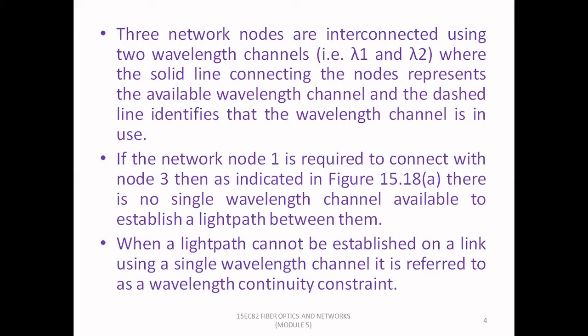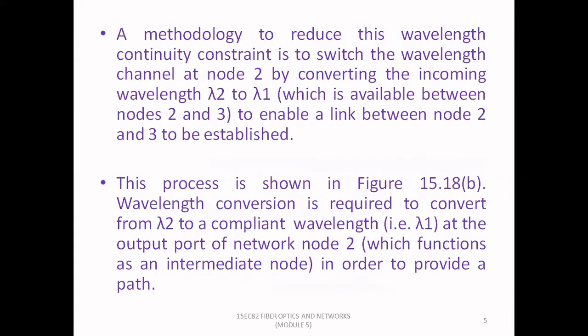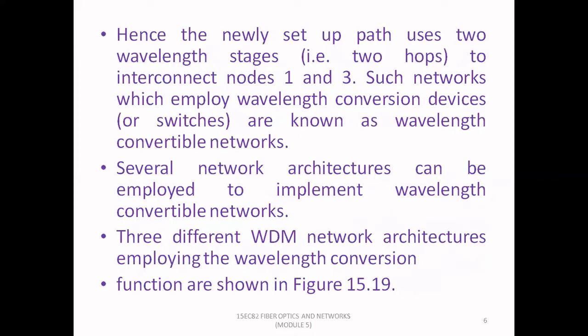When a light path cannot be established on a link using a single wavelength channel, it is referred to as wavelength continuity constraint. A methodology to reduce this wavelength continuity constraint is to switch the wavelength channel at node 2 by converting the incoming wavelength lambda 2 to lambda 1 to enable a link between node 2 and node 3 to be established. This process is shown in figure 15.18b. Wavelength conversion is required to convert lambda 2 to a compliant wavelength at the output port of network node 2 in order to provide a path. Hence, the newly set up path uses two wavelength stages to interconnect nodes 1 and 3.